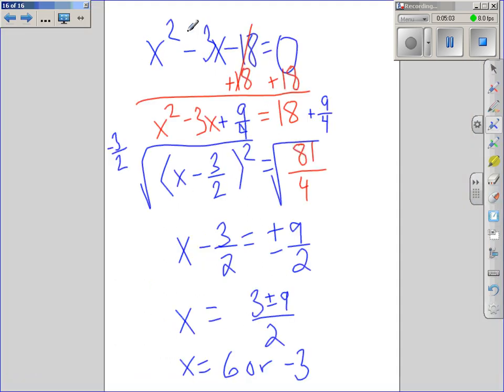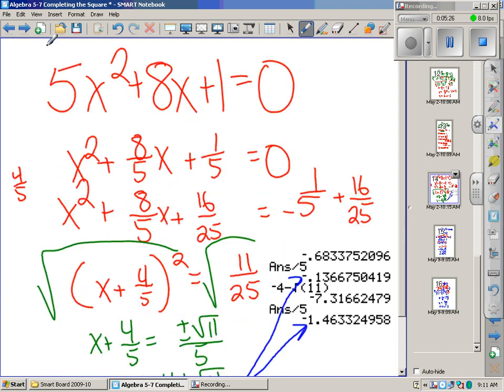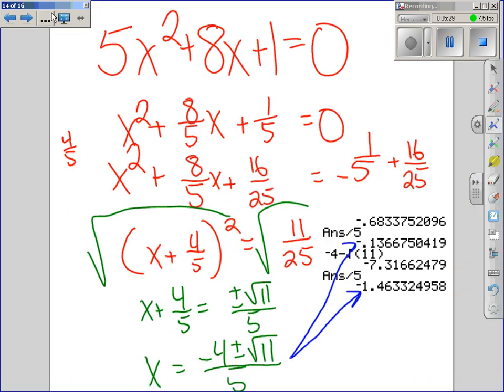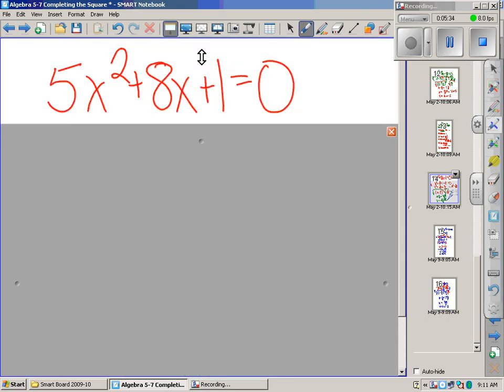The next example we're going to try is one where there is a coefficient in front of the x squared term, so we're going to have to divide through by that. Some of the key features: take half of this, square it, put it here, and add it to both sides, and then factor and go from there. The first step: if there's an a term that's not equal to 1, you divide through by that.